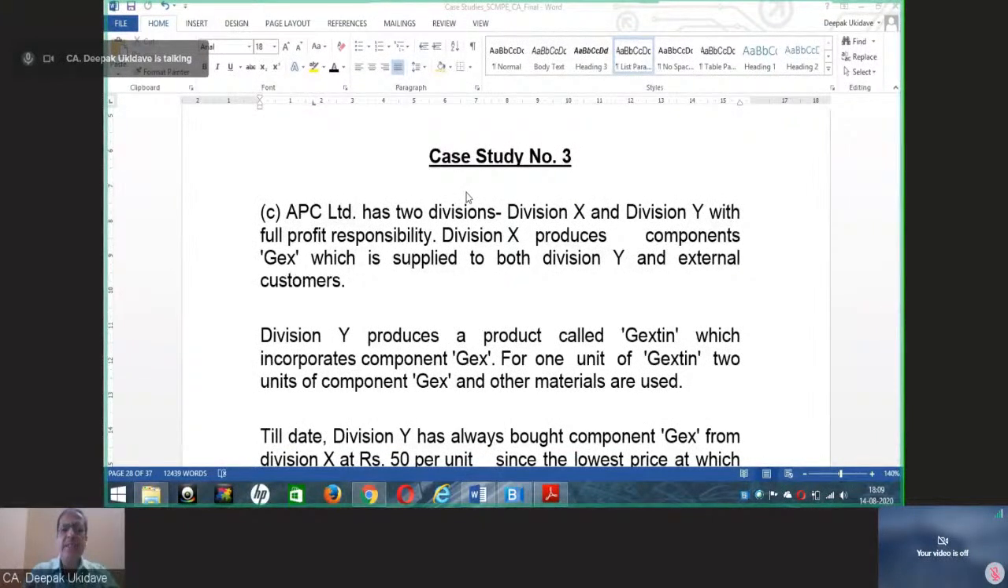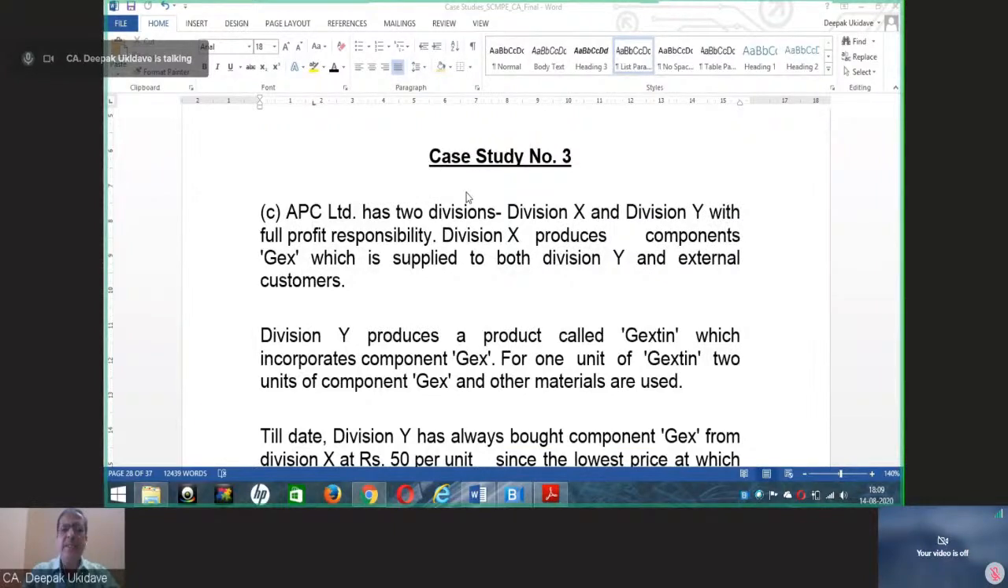All this is expressed in narrative form. You can show it in the form of workings also if you are more comfortable. But I have expressed it in narrative form so that you can understand it while preparing for the exam. Now let us understand the profitability statement in the current scenario. So we have divisional and overall profitability of APC.